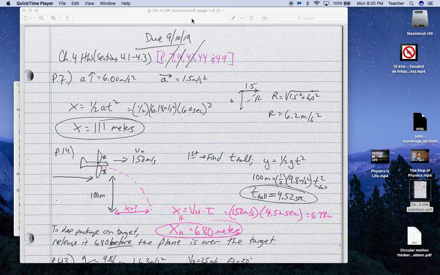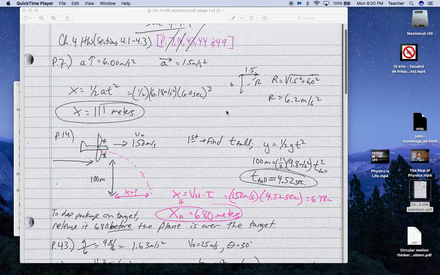Here's the solutions to the problems for chapter 4, the first few sections where it's projectile problems. Again, I don't think this should be anything horribly new, so hopefully you're able to figure these out.